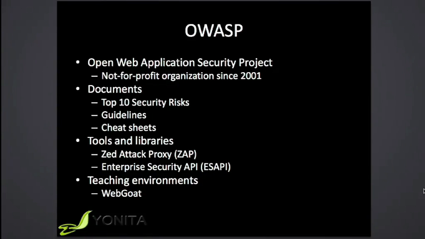They also focus on working tools and examples. So one of the projects is Zed Attack Proxy, which I will show you today, how to use it to test your application and see some vulnerabilities and exploit some vulnerabilities. They've also developed the Enterprise Security API, which might be useful for us developers because it contains a lot of functions for encoding and escaping, basically input and output validation and sanitization.